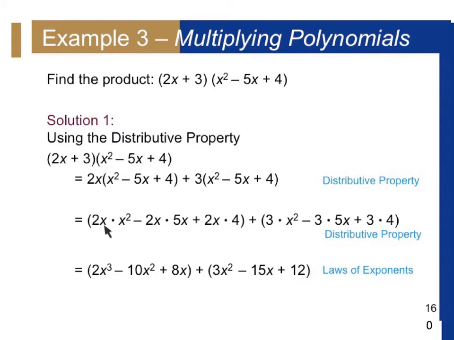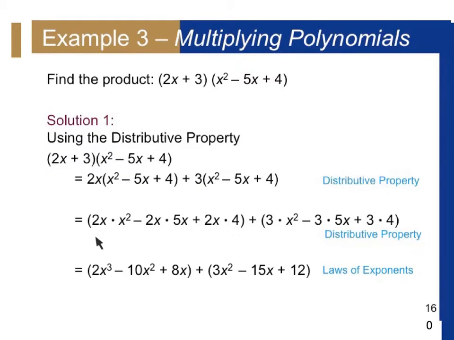So we're using the distributive property on both of these. And that will give you 2x times x squared minus 2x times 5x plus 2x times 4. And then we're multiplying the 3, so 3 times x squared minus 3 times 5x, because there's a minus here, and then 3 times 4.